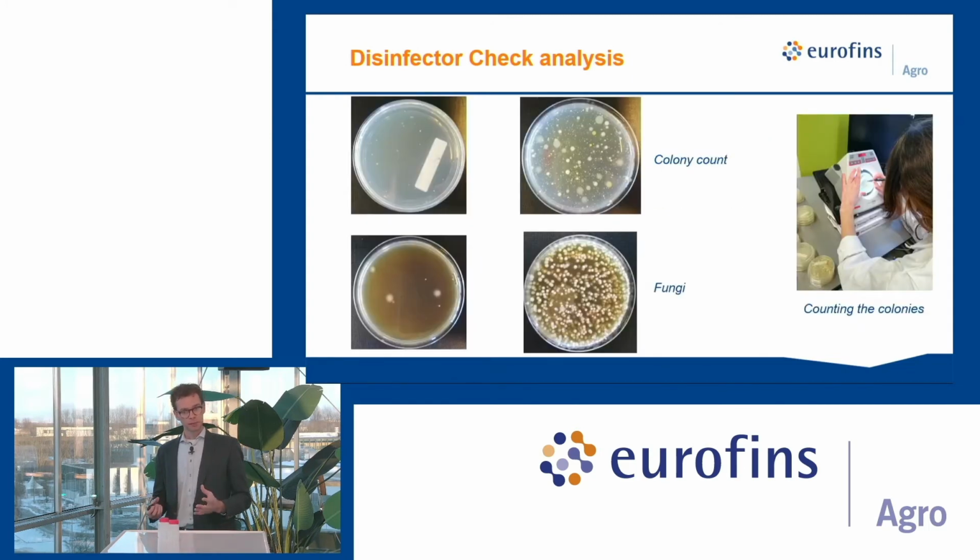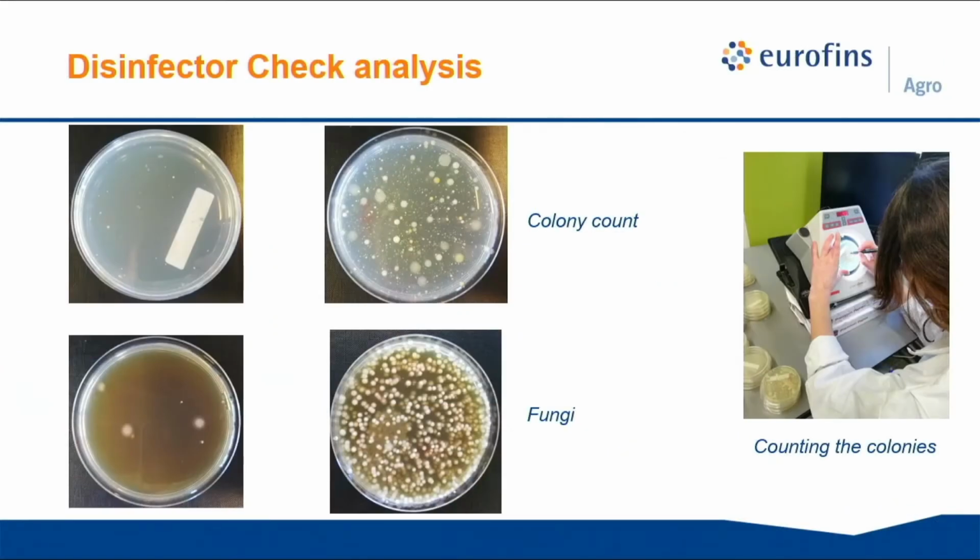We made a few pictures of the laboratory. You see the colony count. On the left side, you see a plate with only a few colonies growing, so only a few colonies are present in the water. On the right side, you see a plate with a lot of dots, so a lot of colonies are growing.